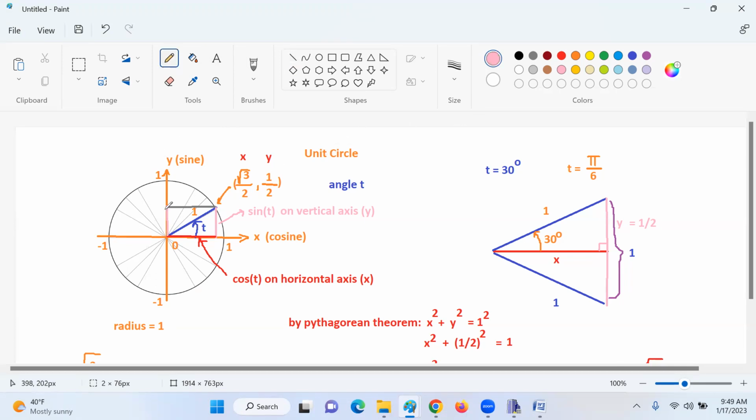Right. This is what we have for y. Yeah, this is the y. This is the sine. This is the x. Okay. So the sine just represents the vertical axis of that angle after we take this.